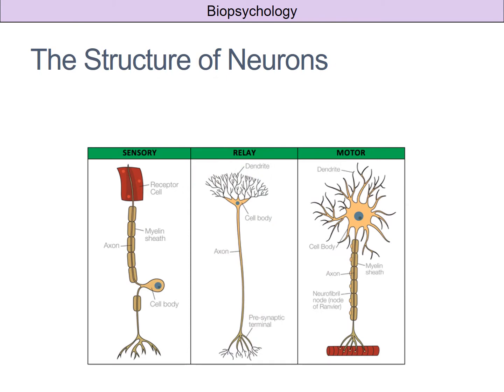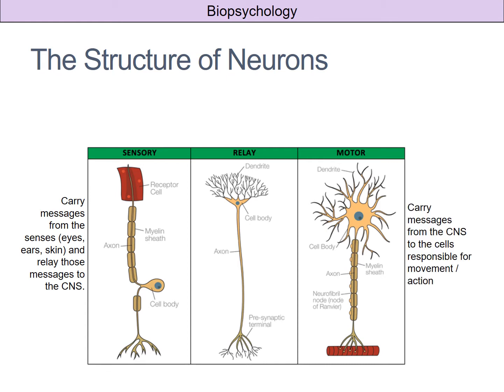So if we have a look at the structure of neurons, the neurons are what make up the nervous system. So it's what the nervous system is composed of. And there are 3 different types of neurons that you need to know about: sensory, relay, and motor neurons. And their function is very much described in their names. So if we take sensory neurons first of all, these are ones that carry messages from the senses, and they just take those messages to the central nervous system. So they are telling us what's going on in the environment around us.